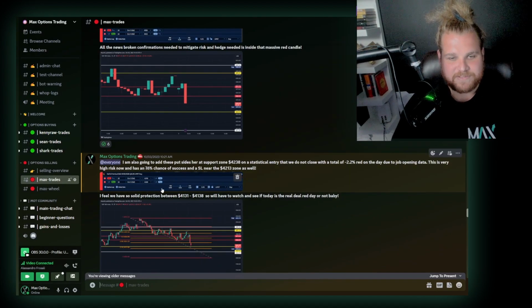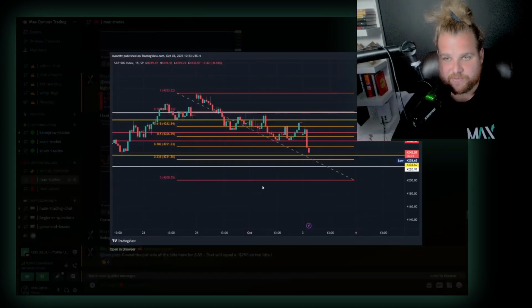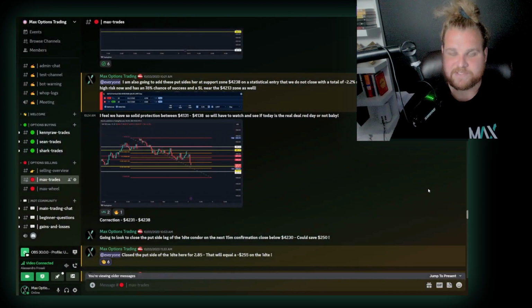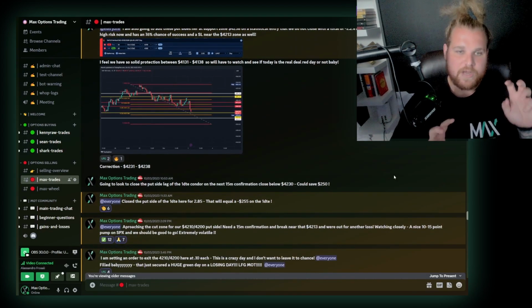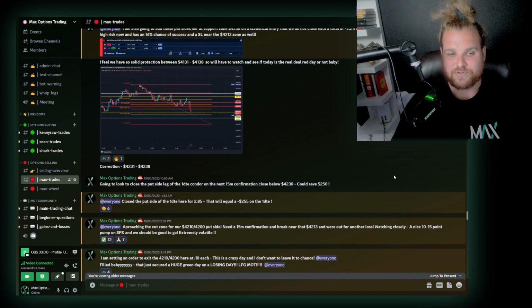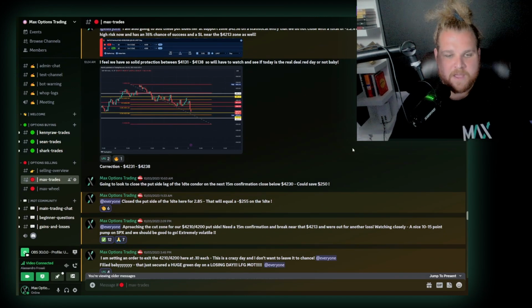We added some put sides on a statistical based entry, which was great. That statistical based entry is just saying that we're not going to go down 2.2% on the day because the largest move in 2023 was 2.28%. So that's what I mean when I say a statistical entry. I'm following historical stats of the market.